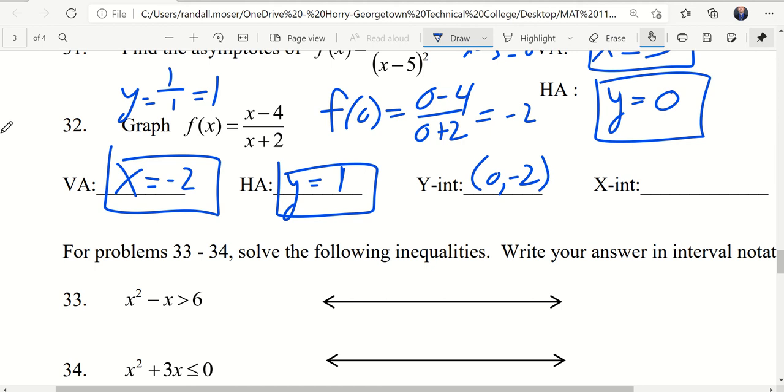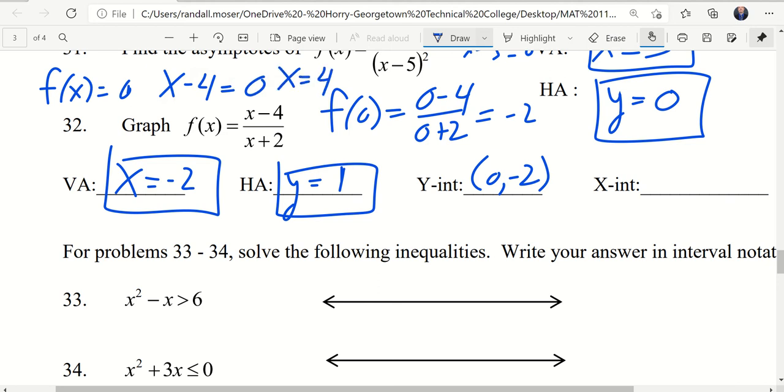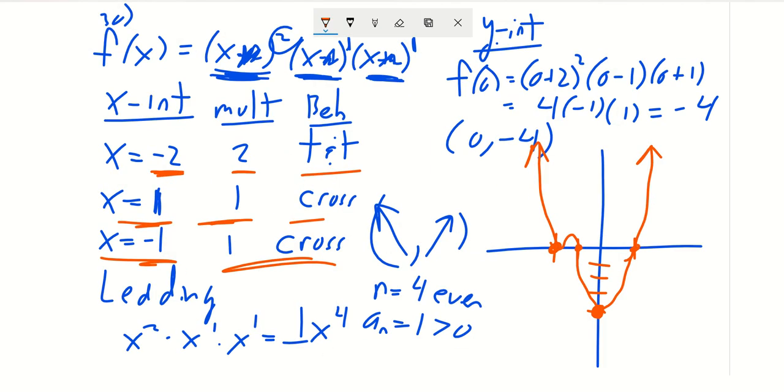And then to find the x-intercept, that is where you're going to set the function equal to 0 and solve. So for our x-intercept, you set f of x equals 0. When you're dealing with a fraction, that's equivalent to wherever the numerator is equal to 0. And x minus 4 equals 0 precisely when x equals 4. So we get the x-intercept 4, 0. Let's go ahead and put this all together to graph this function.